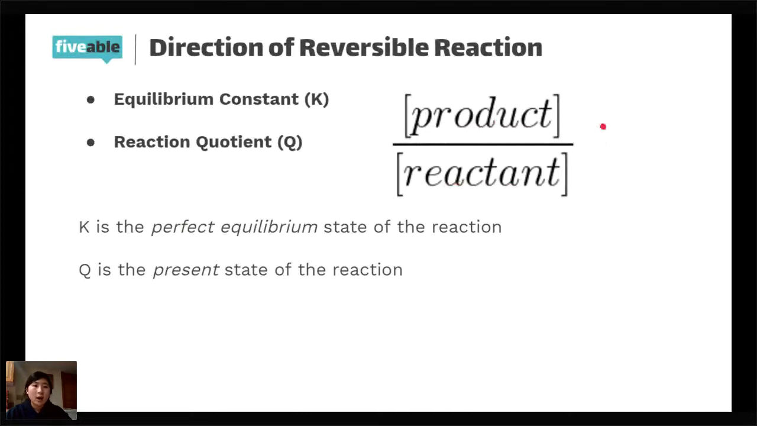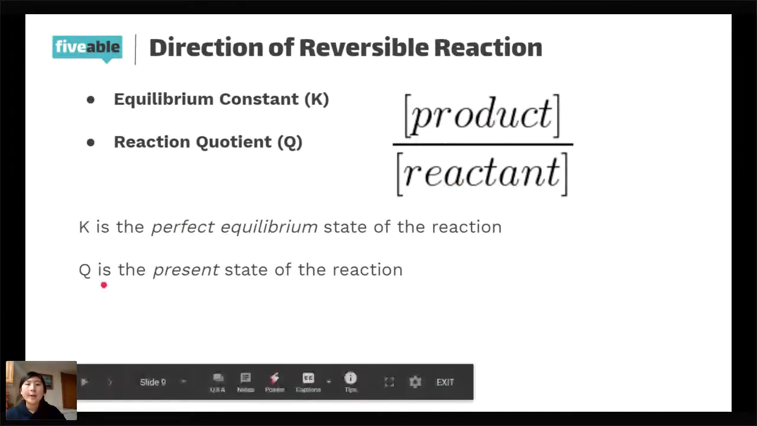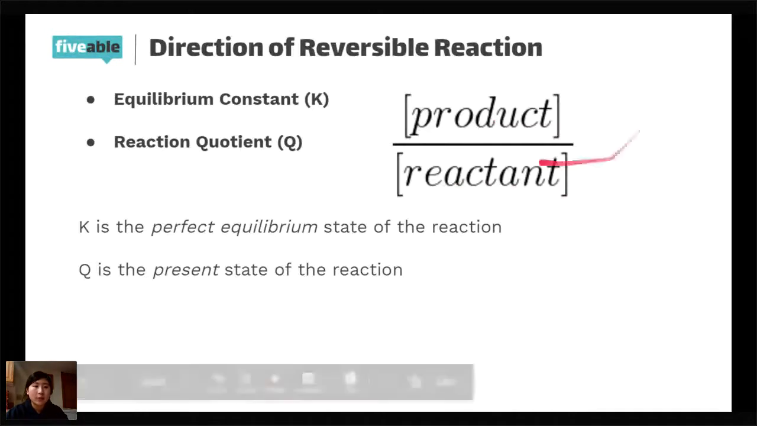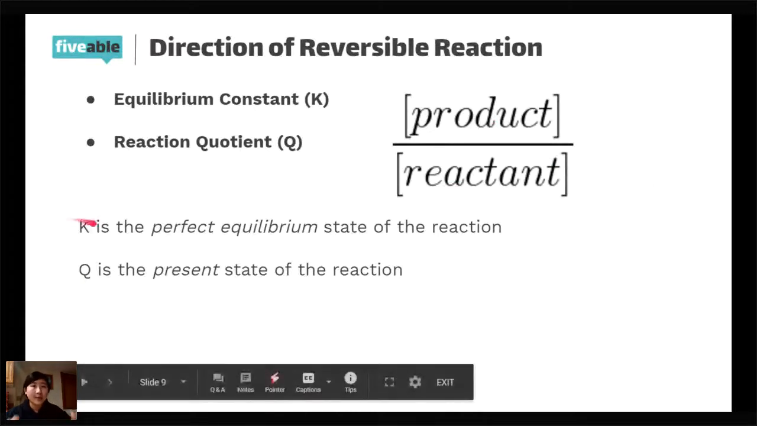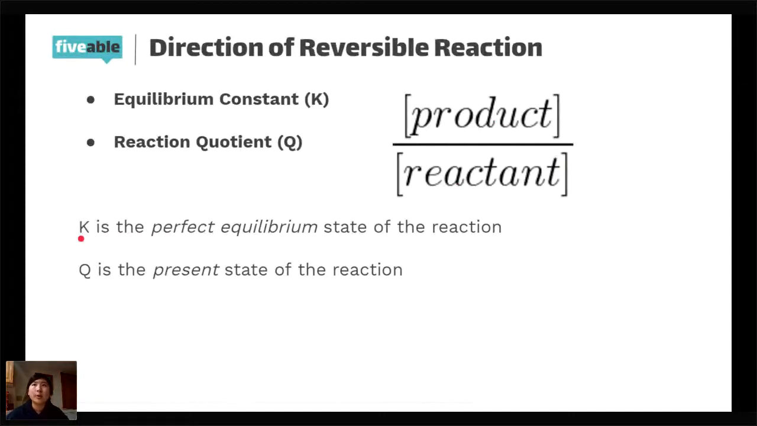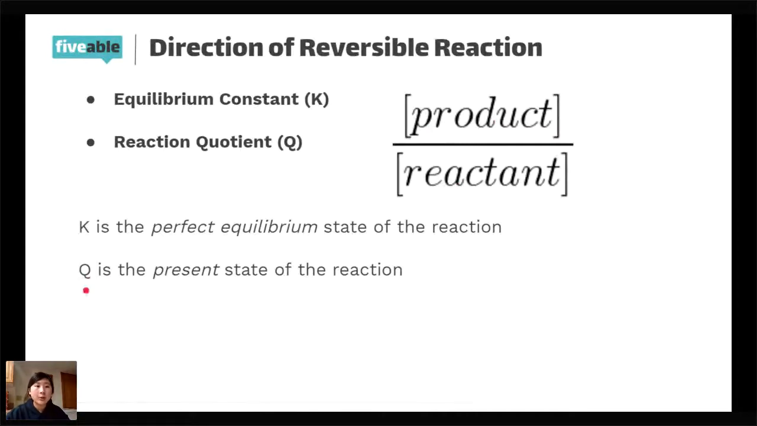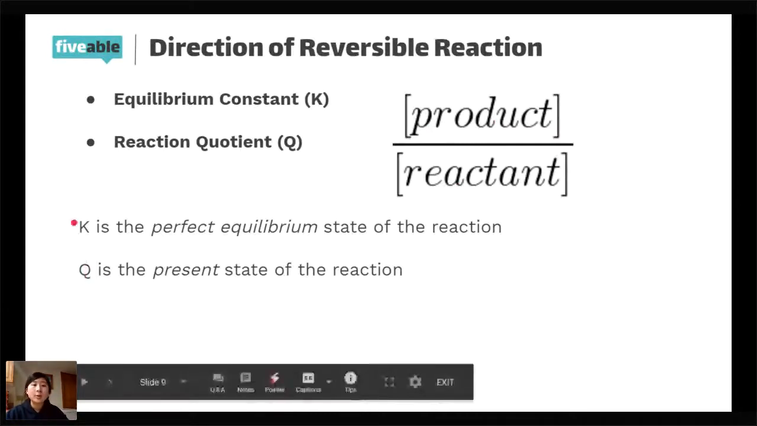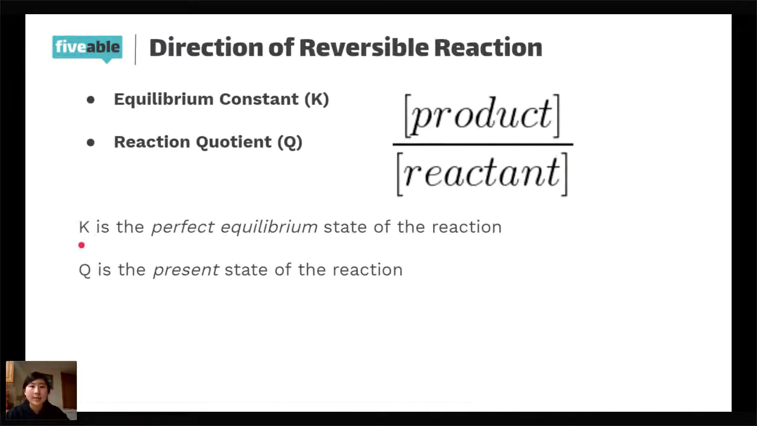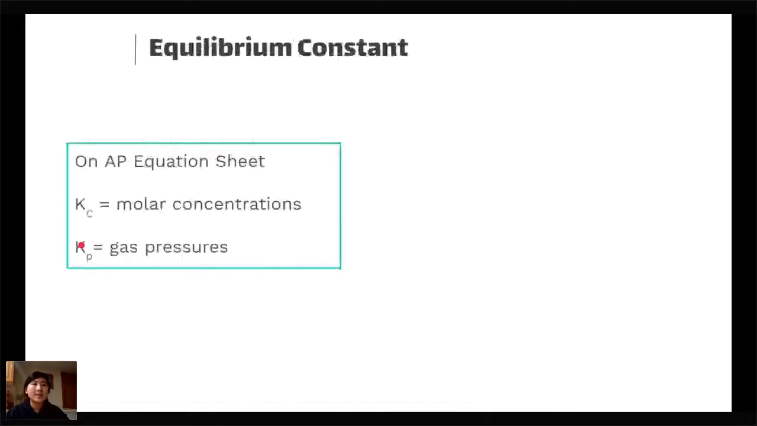So I'm going to go into this a bit deeper later, but let's say that you have a value of Q that is 0.1. Okay, and then the K, the perfect equilibrium for that particular reversible reaction, is 0.5. And your Q is 0.1, then that means that you're not at perfect equilibrium. So in order for you to be at perfect equilibrium, your Q value has to match the K value. So I know that's a bit fuzzy right now, but I'm going to show you guys more examples later. So all of this is actually going to be on the AP equations sheet. So this is what you're going to be seeing.